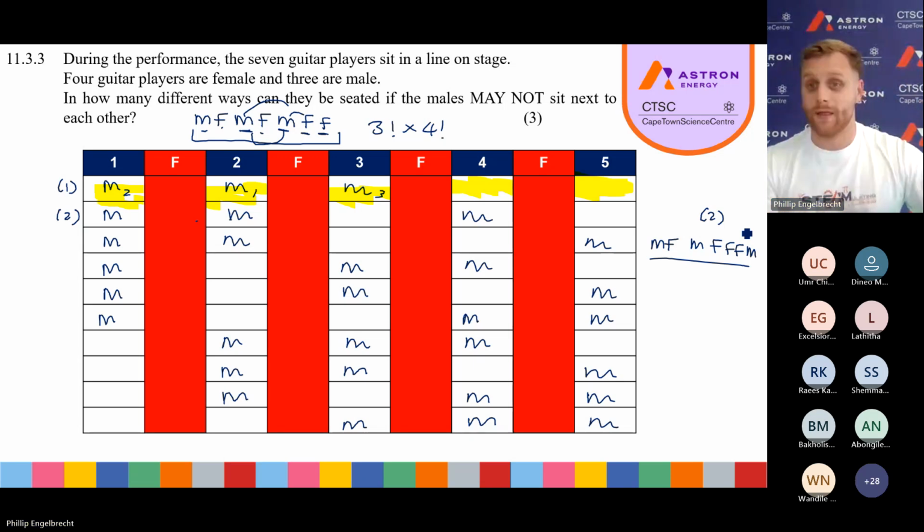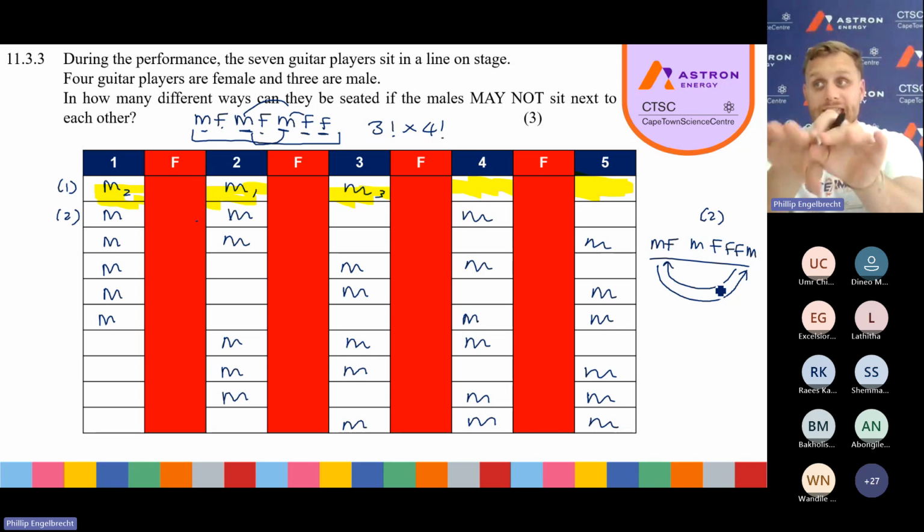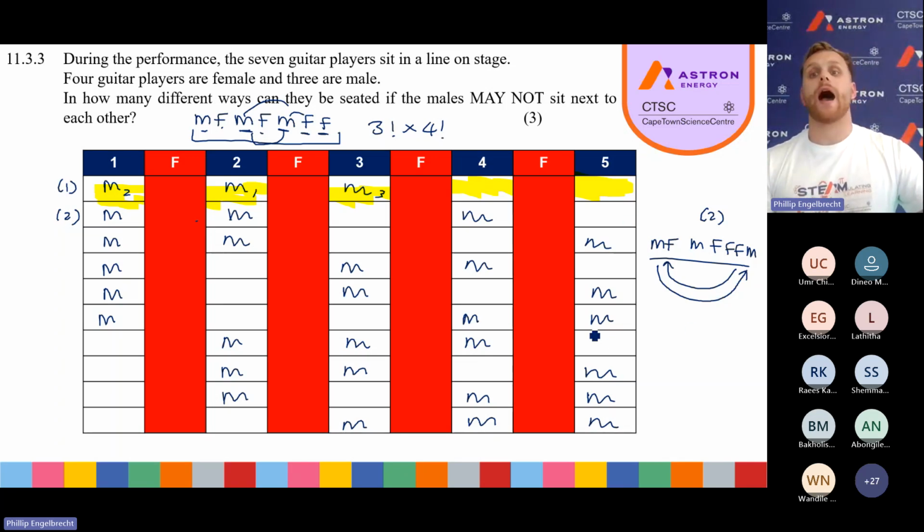Again, this mannequin over here can swap with this mannequin over here. This female doesn't like this mannequin, so she can swap with her. So they can all swap with each other, provided that they stay in that order: male, female, male, female, female, female, and lastly male. Okay? And again, how many times can they swap with each other? It's 3 factorial multiplied by 4 factorial.